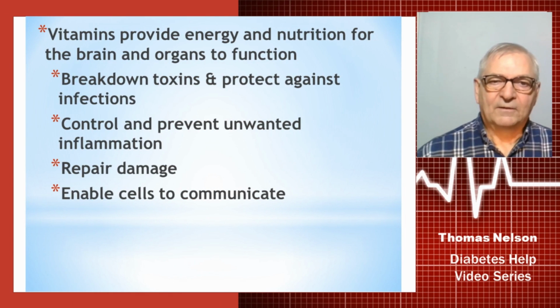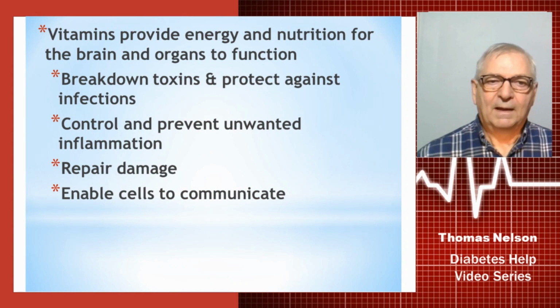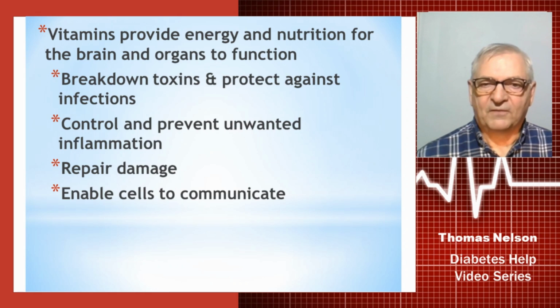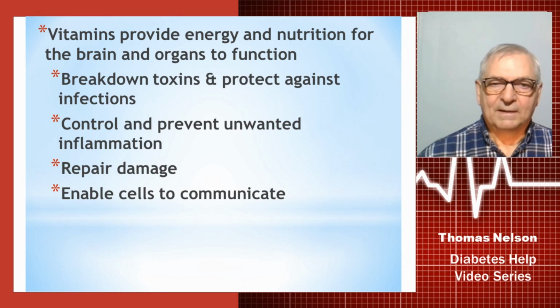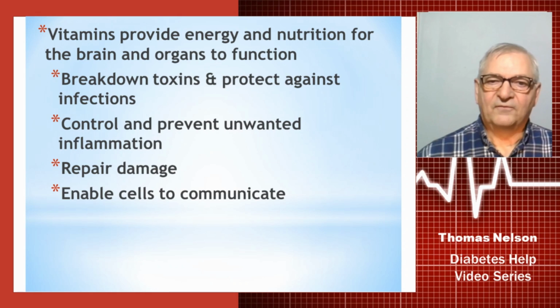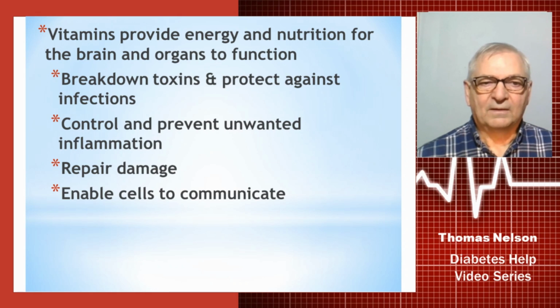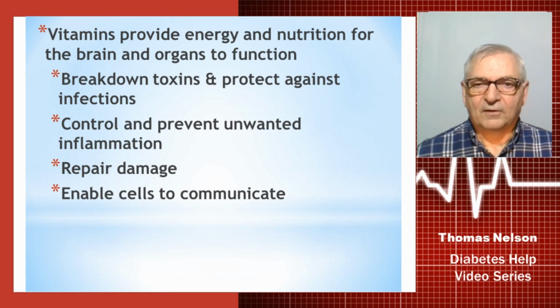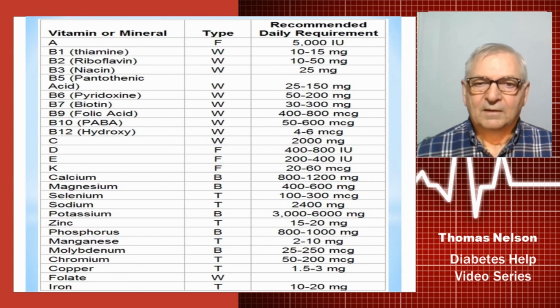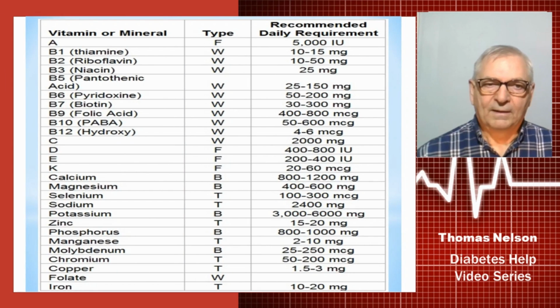Vitamins provide energy and nutrition for the brain and the organs in order for them to function the way they should. They break down toxins and they protect against infections. They control and prevent unwanted inflammation, repair damage, and they enable your cells to communicate one with the other. There's a cable that goes through that extracellular matrix that ties all those cells together, and those are communication lines. All 37 trillion of your body's cells communicate regularly with one another.